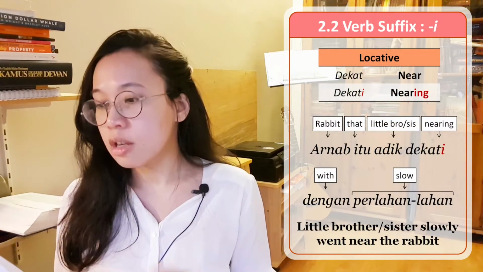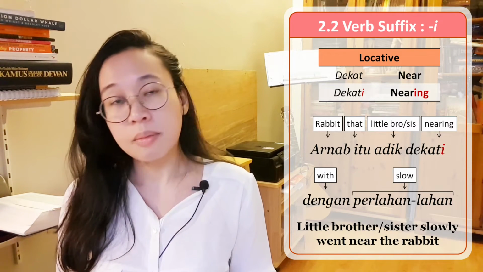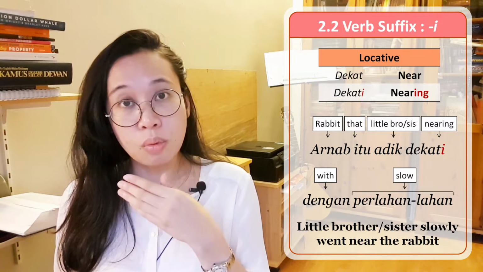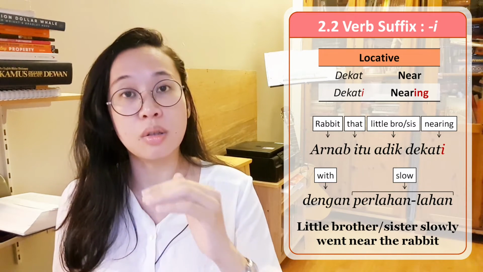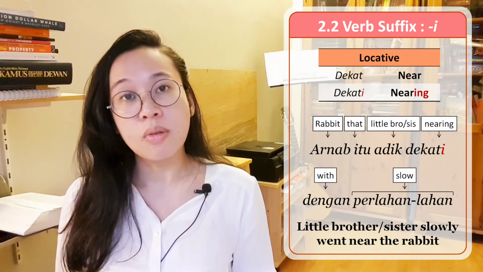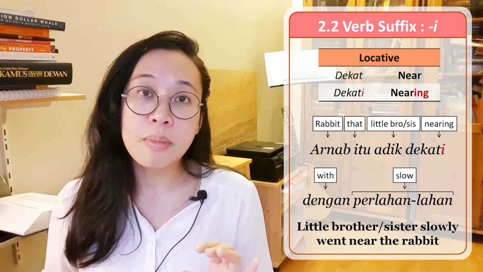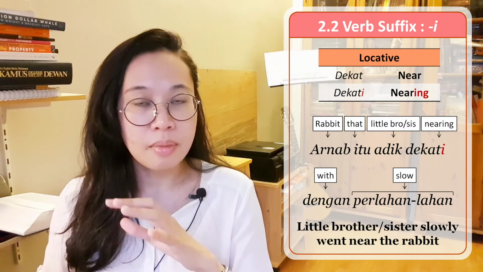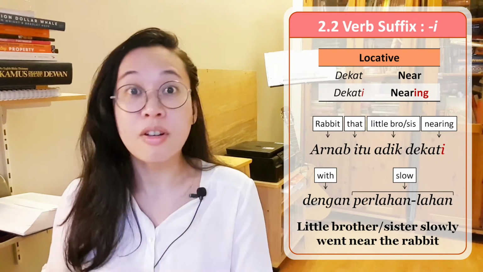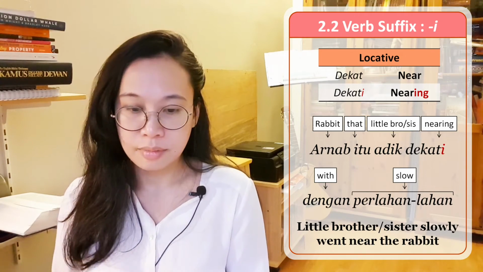Locative, pertaining to location, like dekat. Dekat means near. Dekati means to go nearer to a person or something. Arnab itu adik dekati dengan perlahan-lahan. That rabbit, adik is a younger sibling, going towards it very slowly. Arnab itu adik dekati dengan perlahan-lahan.